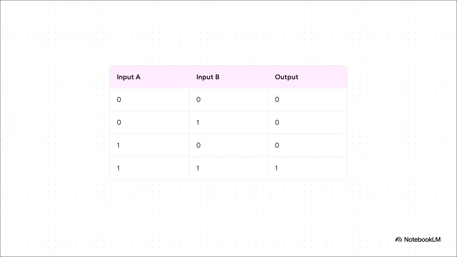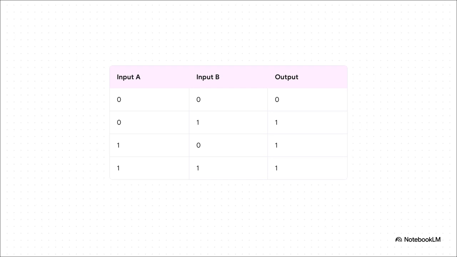Okay, so let's look at a basic one. This is the AND gate. Imagine you have a lamp that needs 2 switches to be on for it to work. The light only turns on if switch A and switch B are both flipped to on. It's the exact same idea here. The output is only a 1 when both input A and input B are 1. Any other combination and you get a 0.